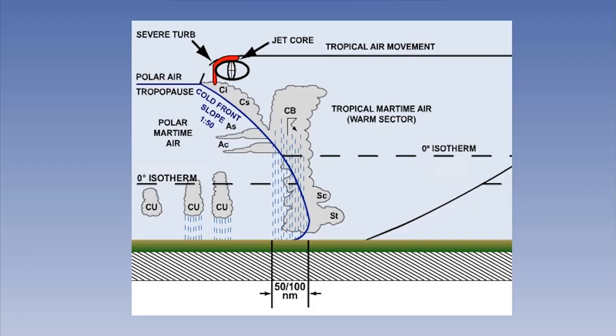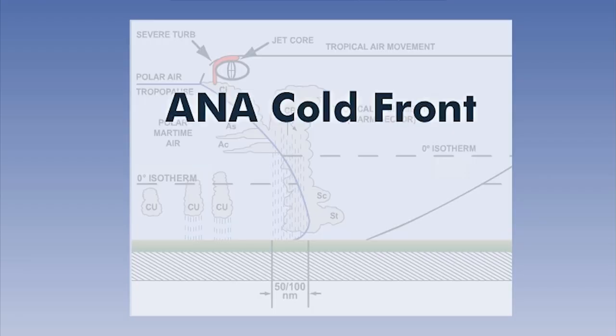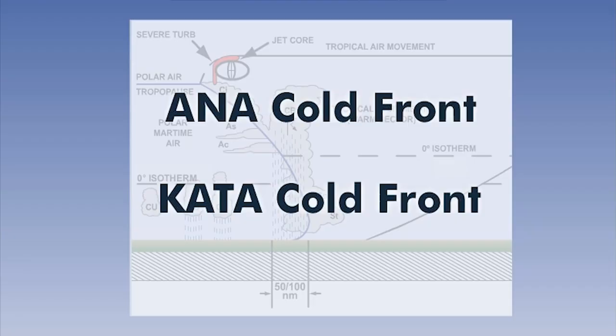Remember, this is a typical cold front, also called an ana-cold front. But not all the cloud types will be seen on all occasions. We can have a kata cold front, which tends to be much less active with fewer cloud layers due to descending air.